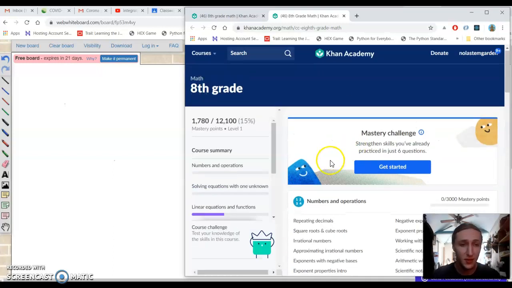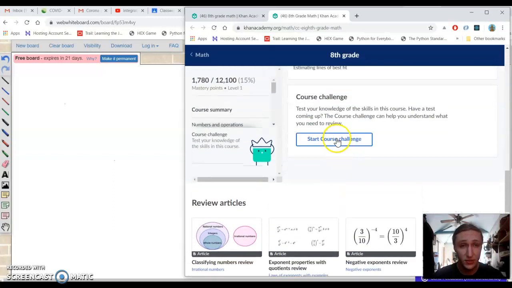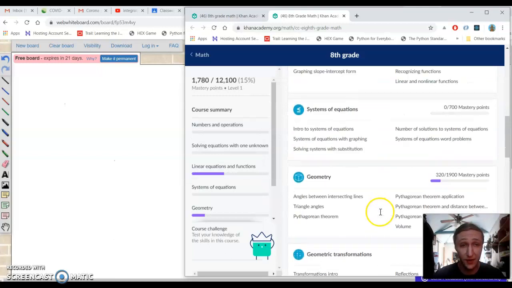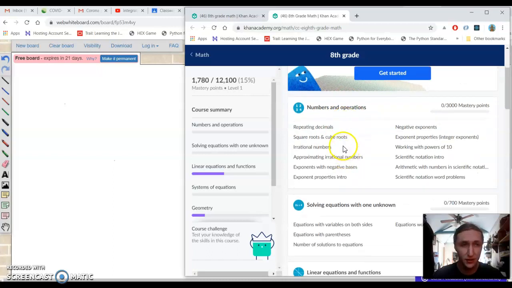So how you should use this page, what I'm going to do today is come all the way down to the course challenge at the very end, and I'm going to just take the test that covers everything on this page. Now, you can do that. If you're not sure about that, you can also pick any section here. It really doesn't matter which section. If you're at a bit of a loss, just start at the top.